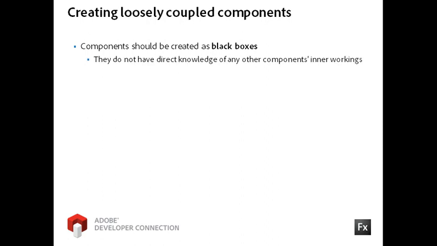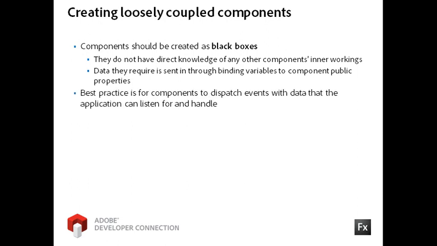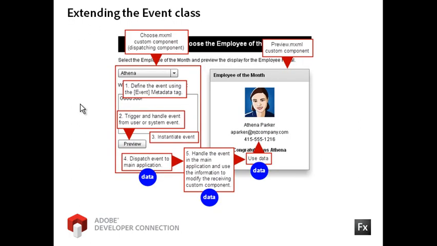A much cleaner approach to communicating between components is to loosely couple them. This is based on the concept that each component is a black box to any other component, and its inner workings are hidden. The only way information is passed into a loosely coupled component is through public properties or arguments. The only way that information is passed out is by dispatching a custom event, which is listened for and handled by the application. Building components in this way enables better reuse and maintenance of the code and is considered a best practice.